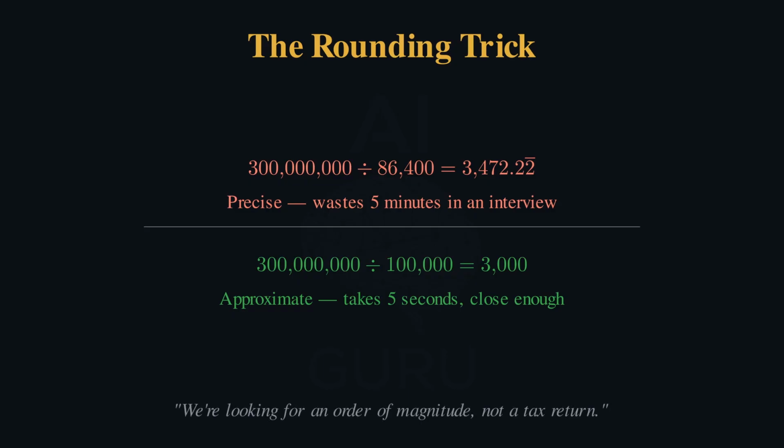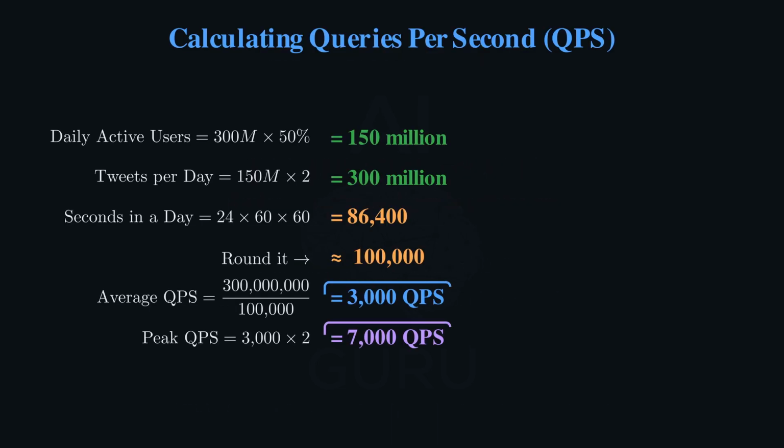Absolutely. We're looking for an order of magnitude, not a tax return. It makes the math so much cleaner. So 300 million divided by 100,000. Okay, so 300 million has 8 zeros. 100,000 has 5 zeros. We just cross off 5 zeros. We're left with 3,000. And the text says the precise answer is about 3,500. So 3,000 is a perfectly good estimate. That feels amazingly like cheating, but I will absolutely take it.